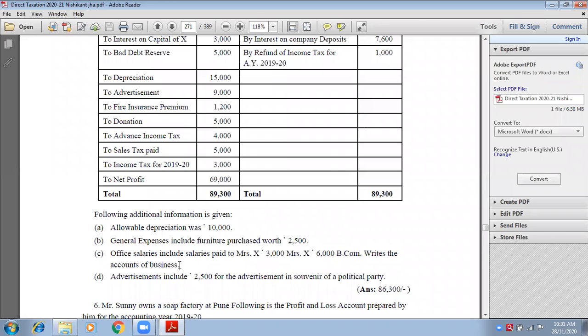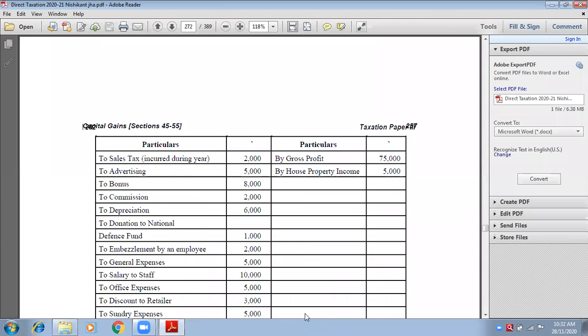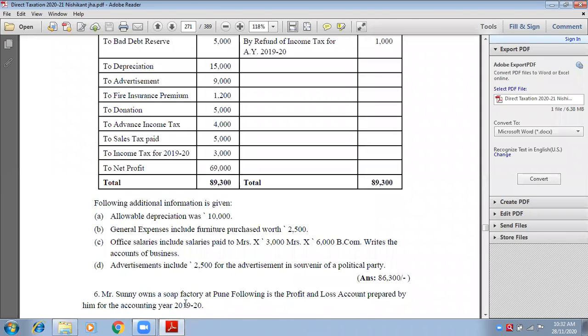So that's a reasonable payment and it is not excessive, therefore it is allowable. If it is allowable, it should be shown on the debit side. Yes, it is shown on the debit side because he says it is included in the office salary. Included means already shown in the office salary. 3,000 is already included in the office salary, and let it be. Don't disallow. Okay, so we will write a note for this point.